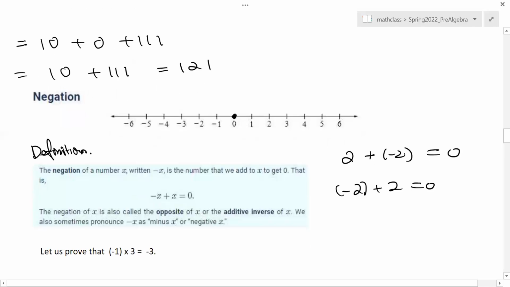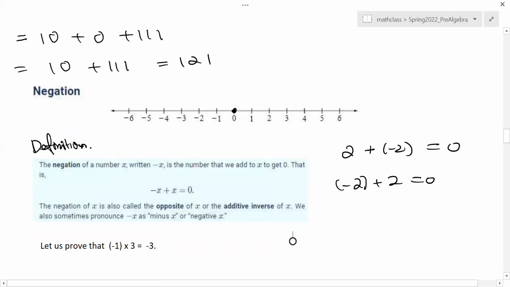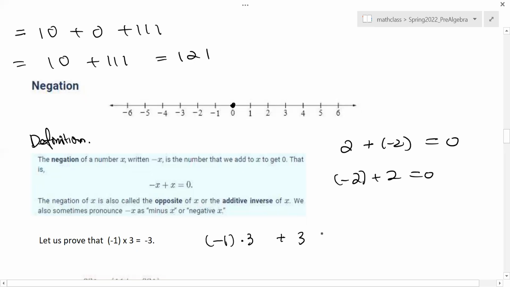Okay, so let's prove that -1 times 3 is going to be -3. How do we prove this? In order to prove that -1 times 3 is -3, all you have to do is show that -1 times 3, this number, added to 3 is going to be 0. Now, why is this going to be 0? The reason is, here's a proof.